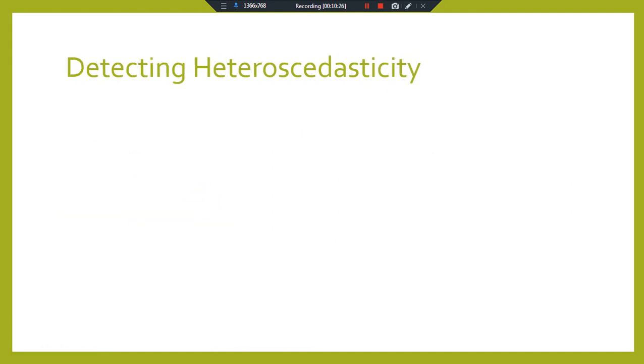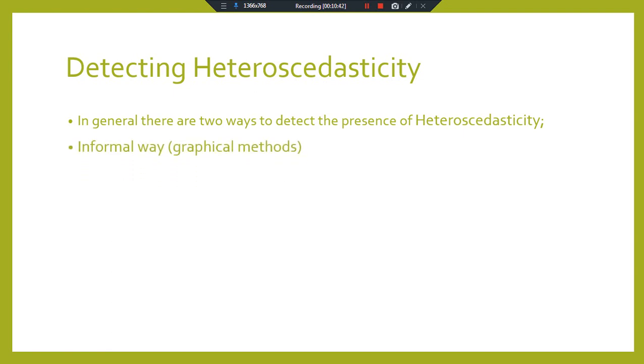Okay, detecting heteroscedasticity is one of the main issues for everyone. There are two general ways to detect the presence of heteroscedasticity in the data. The first one is the informal way, the graphical method. And when you are talking about the formal way, that is a mathematical test or applied test, or you can say a statistical test, and we will deal in detail with these types of tests in our coming session.